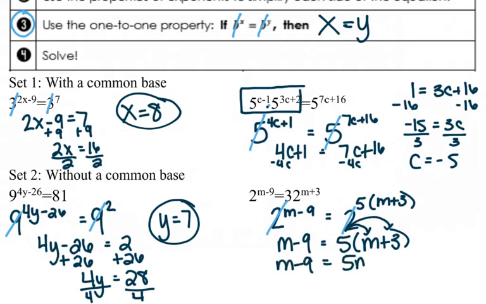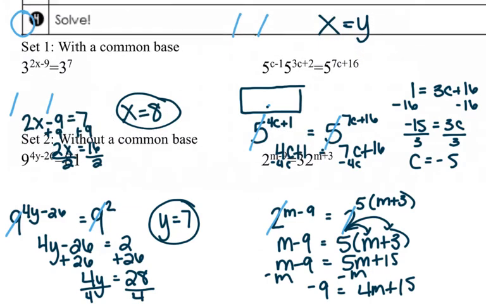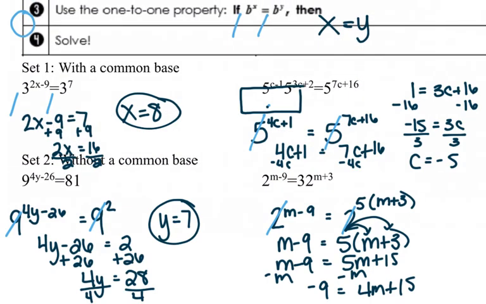So I get 5m plus 15. I need to get my m's together, so I'm going to move this m over. So negative 9 equals 4m plus 15. Oh, that did not work out for me. Okay. Alright, and then I'm going to get rid of the plus 15 by subtracting.